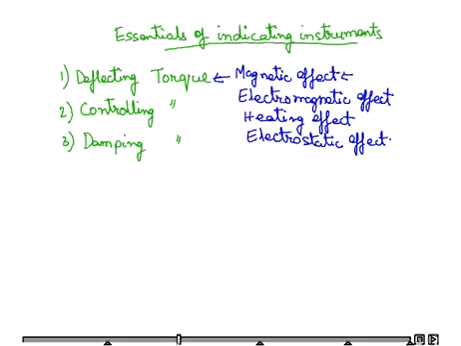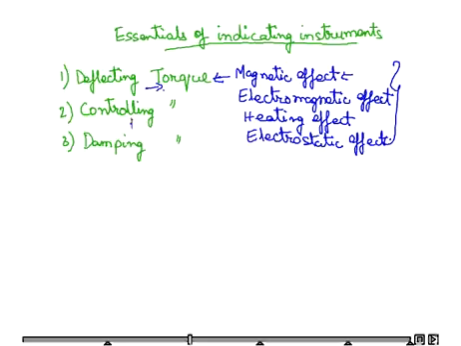Now deflecting torque, as we know, is the torque which is required by the pointer to move according to the quantity which we are going to measure. The torque is generated due to any one of these effects. The pointer moves. Now comes the controlling torque.